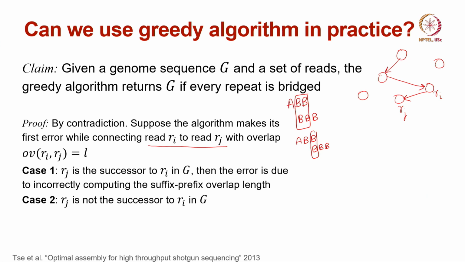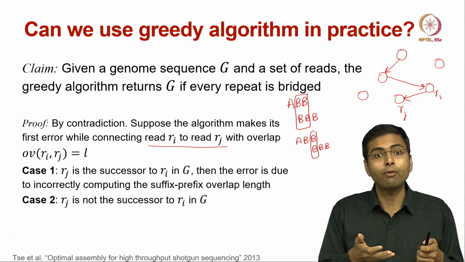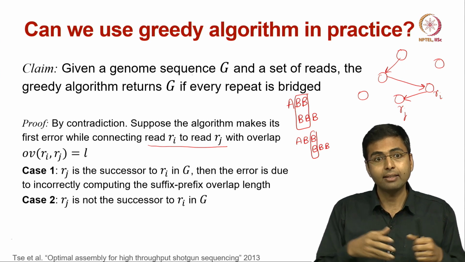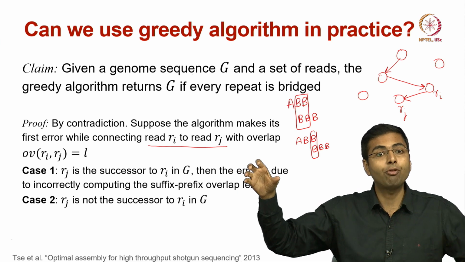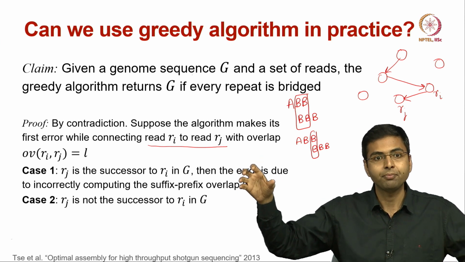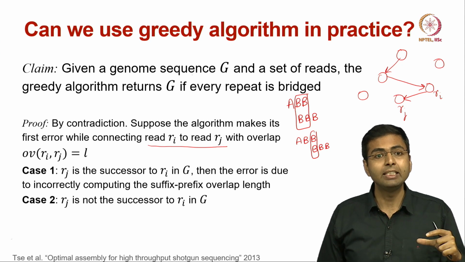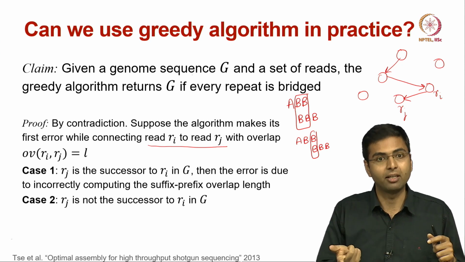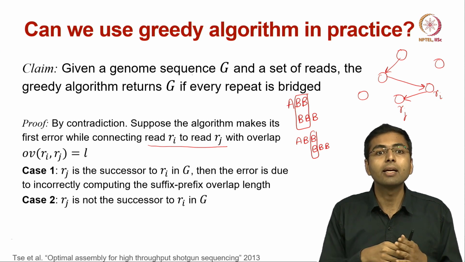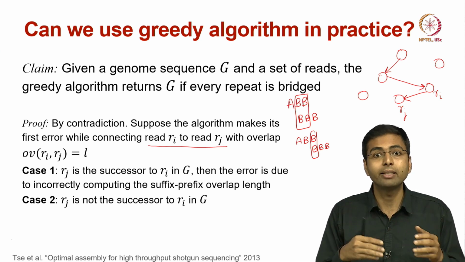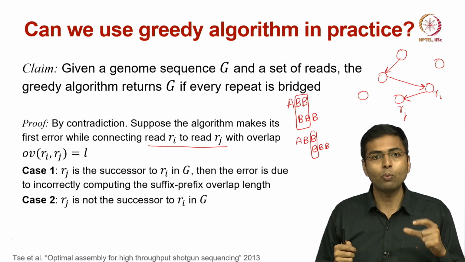The second case is where the read Rj is not actually the successor of Ri in G, that is, Rj should be far apart, and Ri is sampled from a far away region in sequence G. We will prove that in both cases we will arrive at some contradiction, and because of those contradictions we will be able to prove that the greedy algorithm is actually guaranteed to return the correct genome sequence. Let us analyze these two cases one by one.